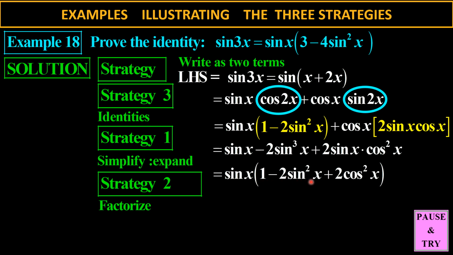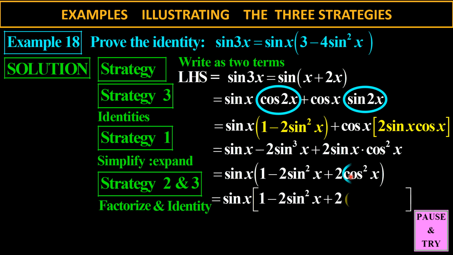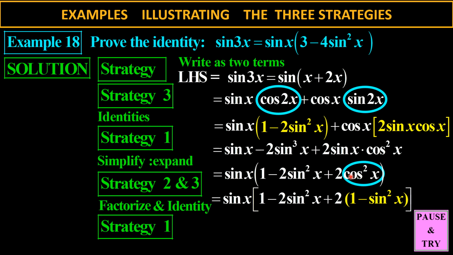Now look at this trinomial that we have there, and look at what our objective is. Our objective is to get sine. So we can't simplify that. It can't factorize, but we can use an identity. We're going to use the identity for cos squared, and the identity for cos squared is 1 minus sine squared x. Now it's just a matter of simplifying.